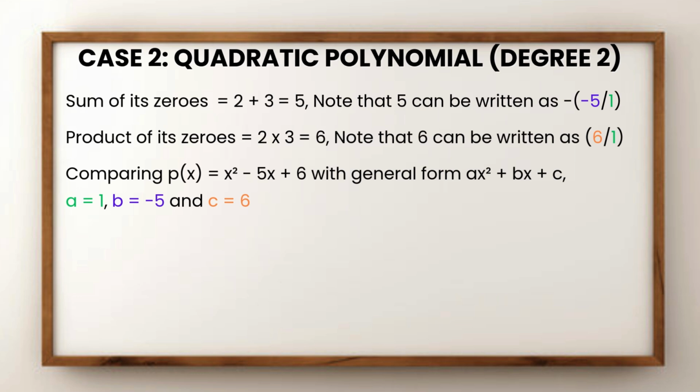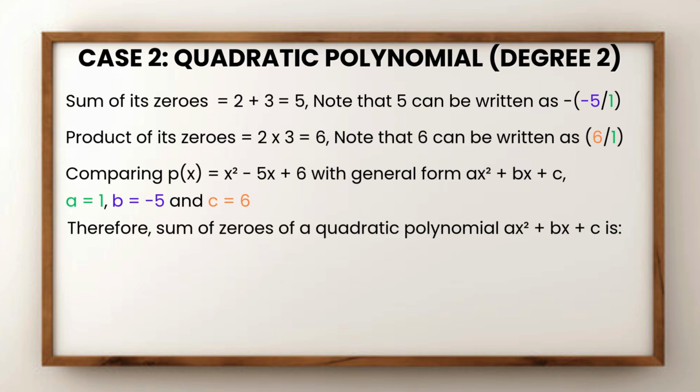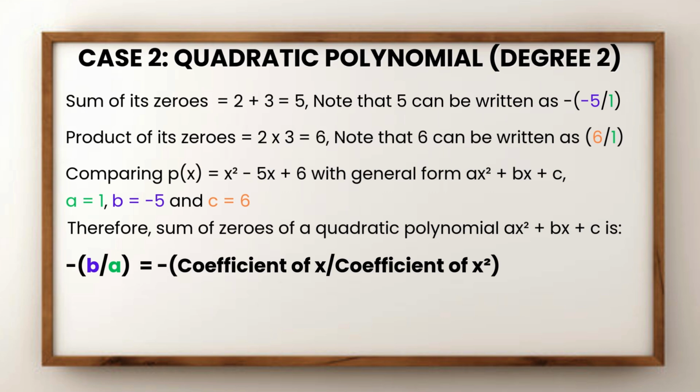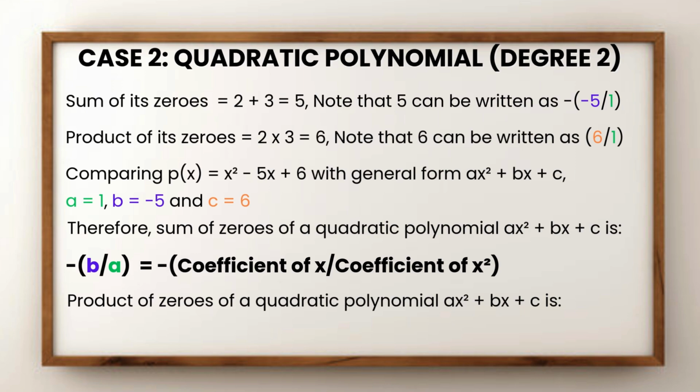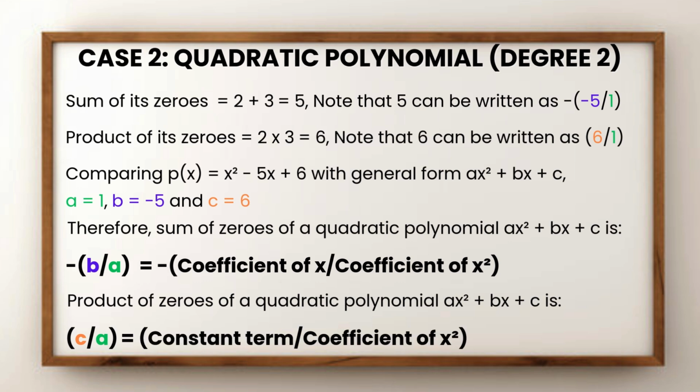From this, we derive the formulas. Sum of zeros is equal to minus of b by a, which is minus of coefficient of x by coefficient of x square, and product of zeros is equal to c by a, which is constant term by coefficient of x square. These relationships help us find zeros without factoring.